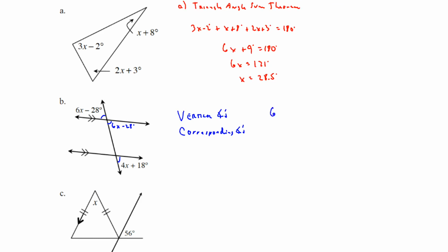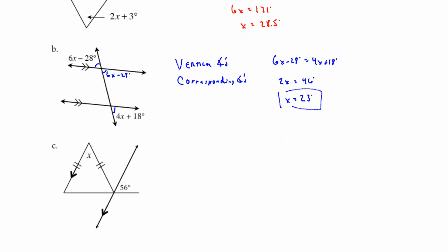And so now we can set these 2 angles equal to each other, knowing that they are congruent, so their measures are the same. Subtract the 4x, add the 28, and then divide by 2, and we get x is 23 degrees.